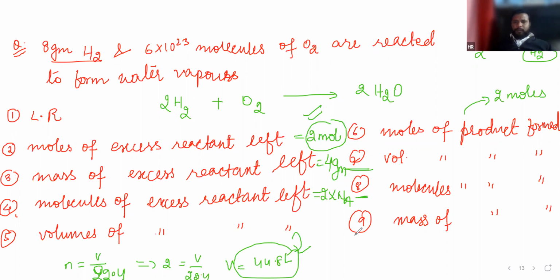Okay. What is the answer of 9? So it's 36 gram. Sorry, sir, molar mass is 18 grams, so 18 will be multiplied by 2, which is 36. Habiba, have you solved all the questions?